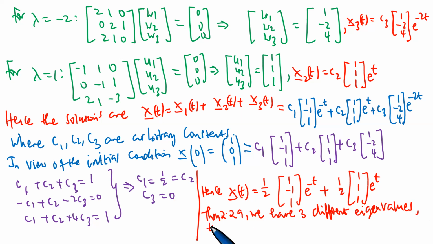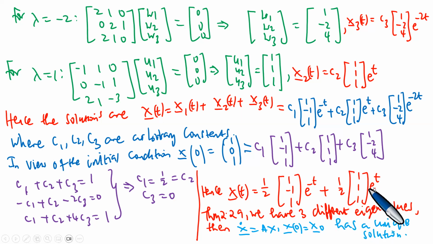then X dot, which is AX, the original differential equation in matrix form with the initial value, which is X sub 0, this system has a unique solution. And now we have found the unique solution, and this is the unique solution.